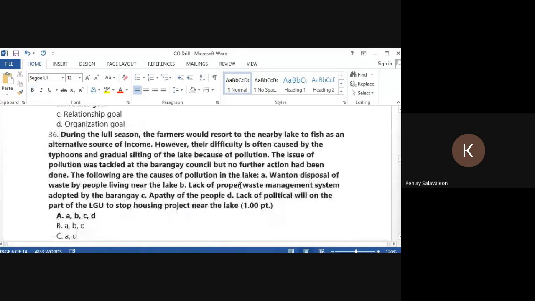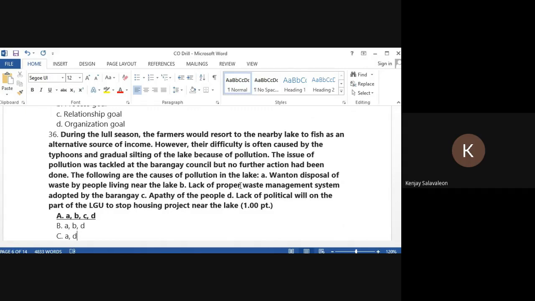36. During the lull session, the farmers would resort to nearby lake to fish as an alternative source of income. However, their difficulty is often caused by typhoons and gradual silting of the lake because of pollution. The issue of pollution was tackled at the barangay council, but no further action had been done. The following are the causes of pollution in the lake.